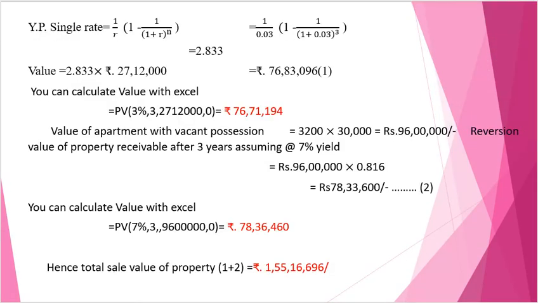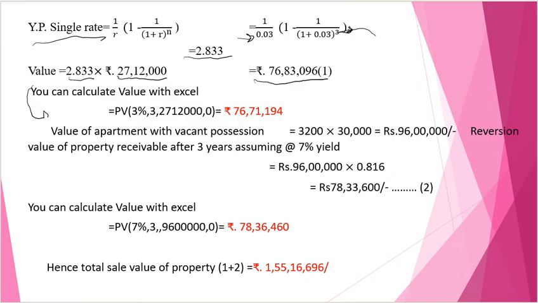So of course we will apply YP single rate. So R here is 0.03 and remaining license period is 3 years. You calculate YP single rate, its formula is 1 upon R into 1 minus 1 upon 1 plus R raised to power n. You calculate, it comes out to be 2.833. So value comes out to be 2.833 multiplied by 27 lakh 12,000. So value is 76 lakh 83,096.